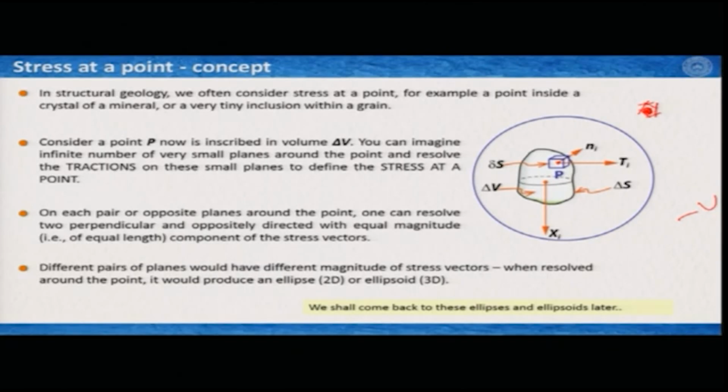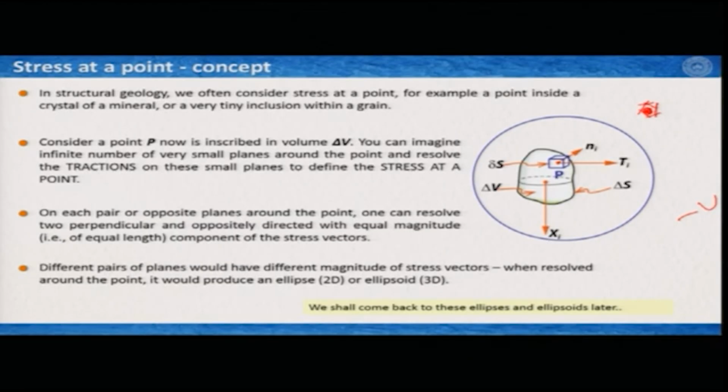Now, this is some sort of approximation or consideration, and these areas have to be very, very small. Now, on each pair of opposite planes around the point, we can resolve two perpendicular and oppositely directed components of the stress vectors with equal magnitude, therefore equal length. We will learn about it very soon.